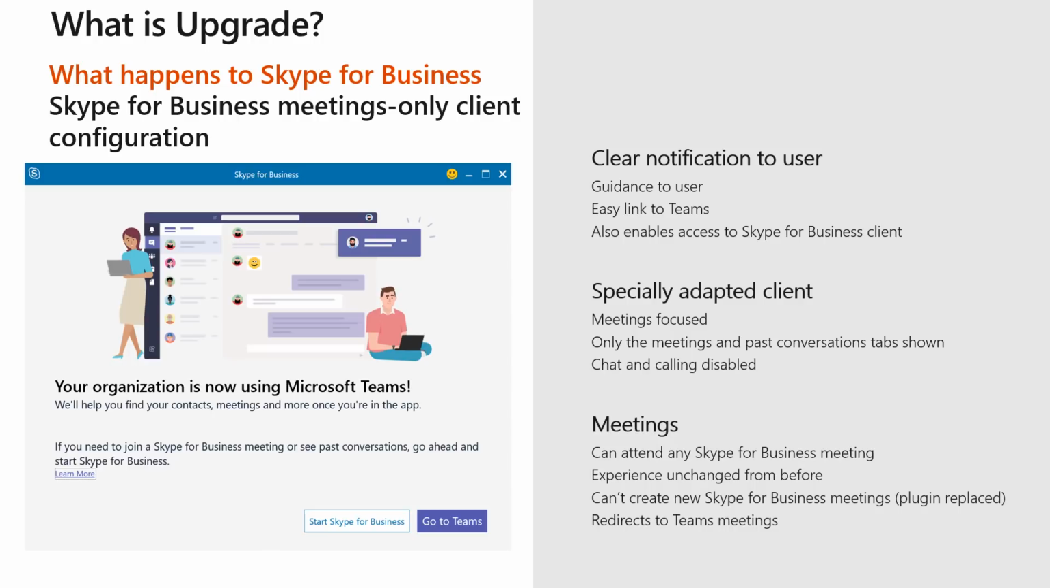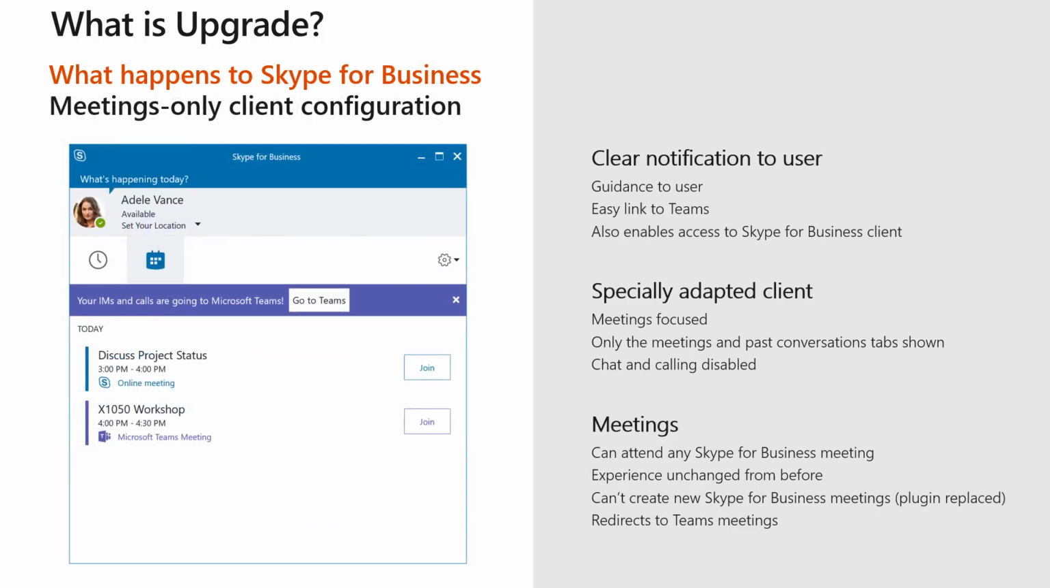This Start Skype for Business button will actually launch the client in a reduced mode or an optimized mode for meetings only. So you can see here, as I'm in the client, I see my calendar. So I'll be able to see all meetings that are available to me, whether they're Skype for Business meetings, as we see here, or whether it's a Microsoft Teams meeting. I'll have one-click join from here and be able to join the Skype meeting or join the Teams meeting.